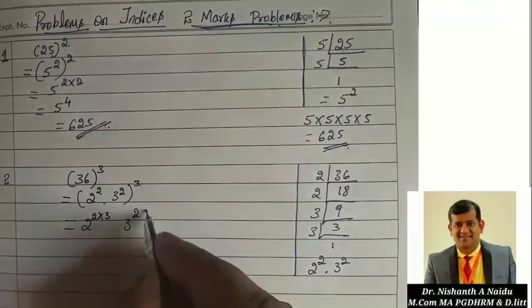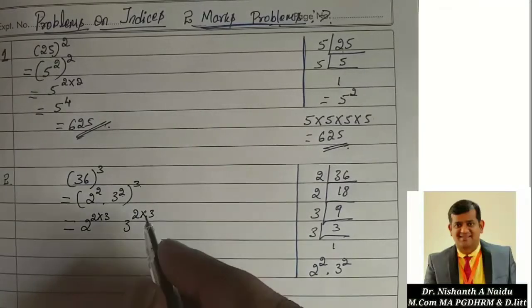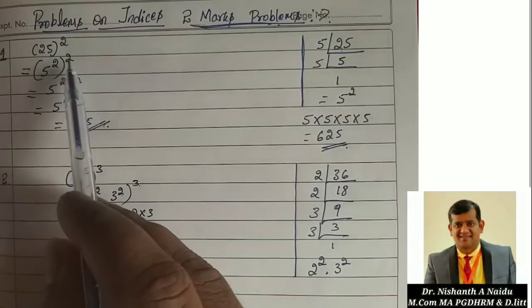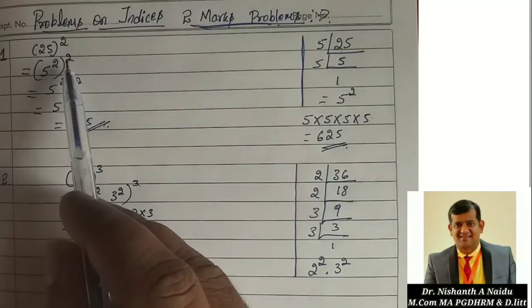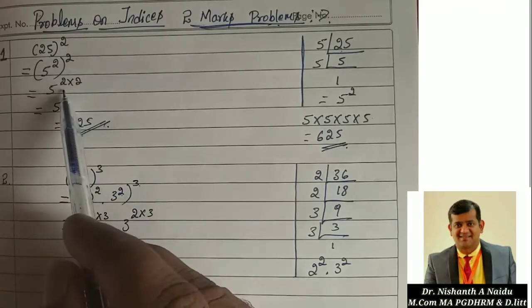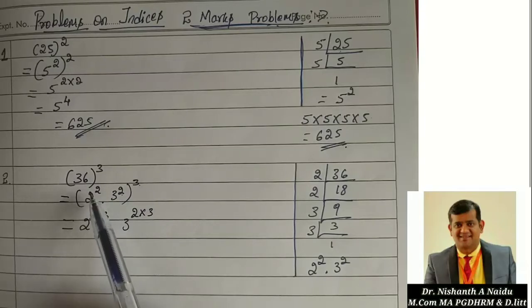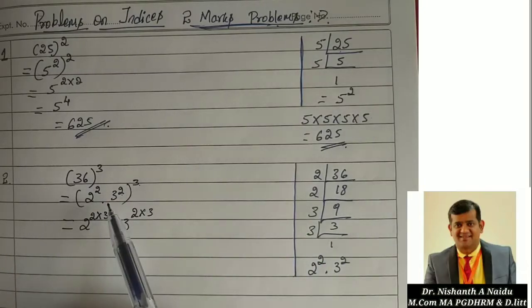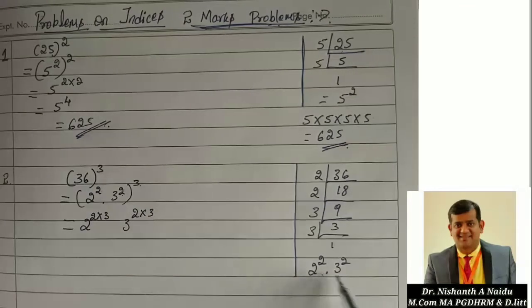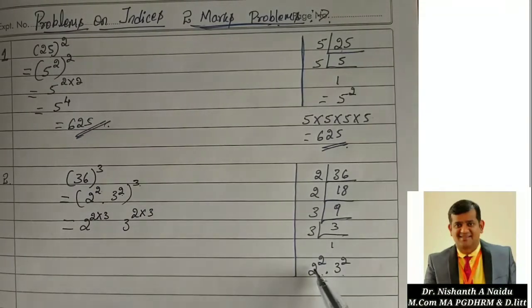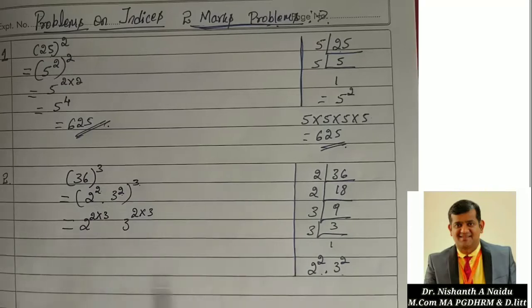So 2 3s are. Understood? See, in the first problem you had only one number, 5 to the power of 2 whole power 2. What you did? 2 into 2. Correct? So in the second problem you have two different LCM figures, that is 2 to the power of 2 and 3 to the power of 2 we derived with the help of LCM.